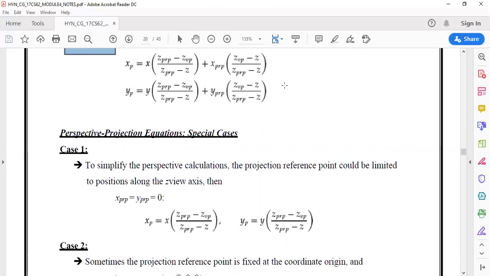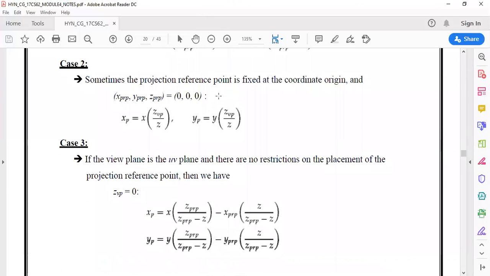xprp is 0, so this entire term will go. yprp is 0, so this entire term will go. So you just have to substitute 0, 0, 0 for xprp, yprp and zprp, and you will get the values for xp and yp.